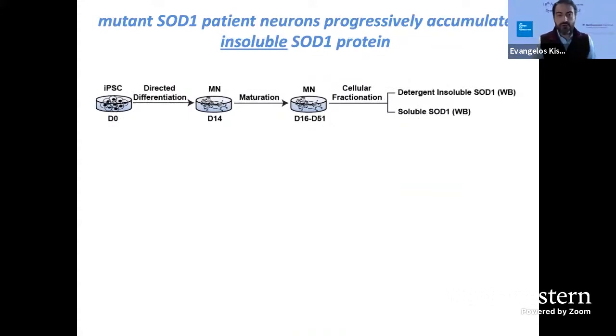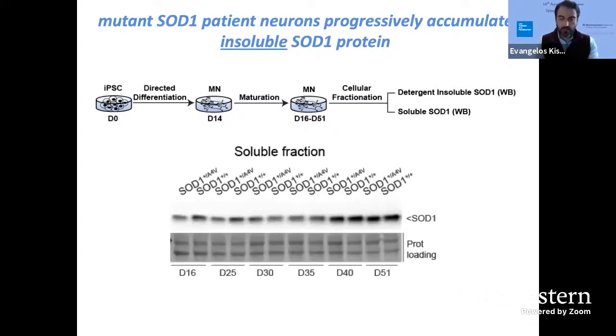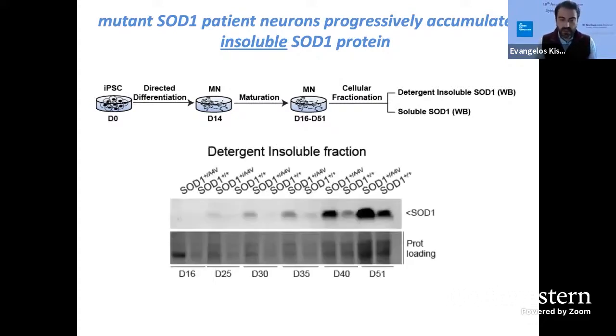Kostas also used a biochemical Western blot-based approach to characterize the amount of SOD1 protein that ends up in the insoluble fraction, as well as the amount of total SOD1 protein that ends up in the soluble fraction. This is just the Western blots exhibiting that analysis. But what I wanted to bring to your attention is that the mutant motor neurons as early as day 25 show signs of accumulating SOD1 protein in the insoluble fraction.